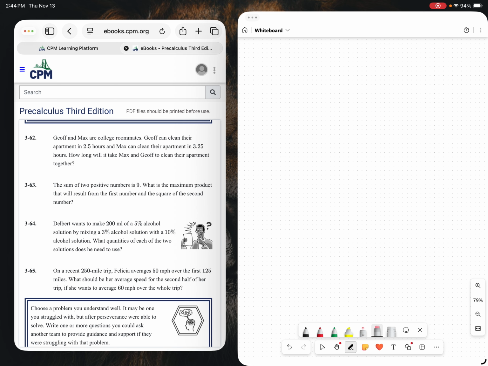So we got Jeff and Max are college roommates. Jeff can clean his apartment in 2.5 hours. So that's notable, right? 2.5 hours, and he's cleaning one apartment. Okay, so that's key information. Max can clean their apartment in 3.25 hours. So we have 3.25 hours. He can clean one apartment. Okay. How long will it take Max and Jeff to clean their apartment together?